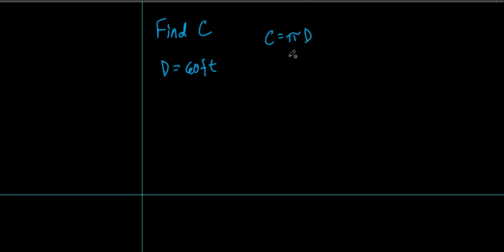And look, you don't have to do any algebra or anything. All you do is just plug it in, right? So pi, I'll just leave it pi. I won't put 3.14 because I'm going to put that in my calculator anyway, okay? And then times the diameter, which is what? 60, all right? And there you go. So C is equal to 60 pi, or if you put it in the calculator.